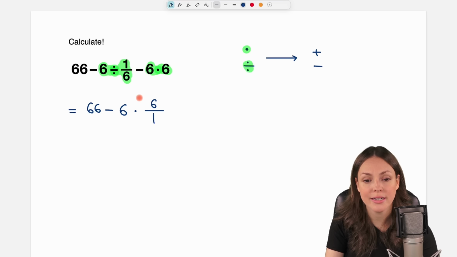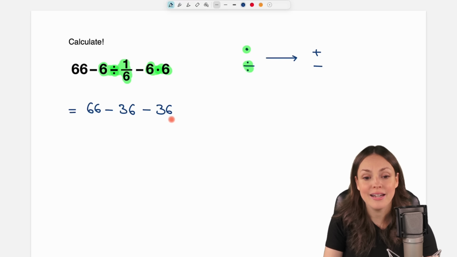Before we keep going, we can calculate this here now. 6 over 1 is just equal to 6. So I'm going to erase this. And 6 times 6 here is 36 then as a result. Then we have the minus, and 6 times 6 is equal to 36.